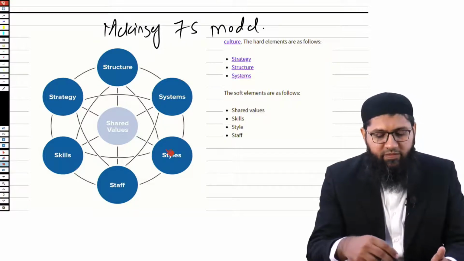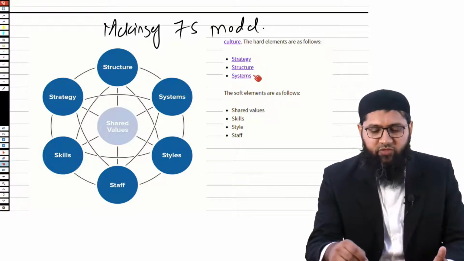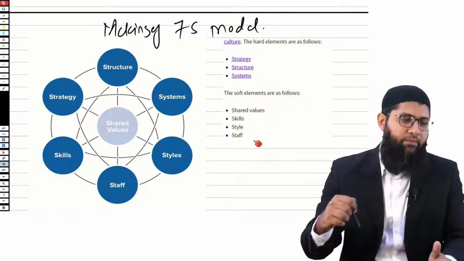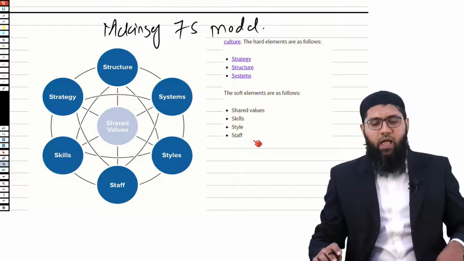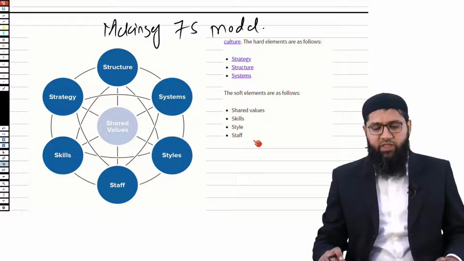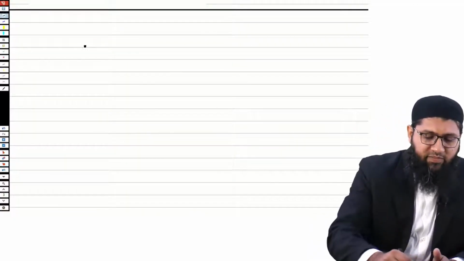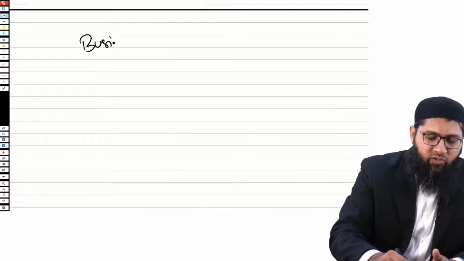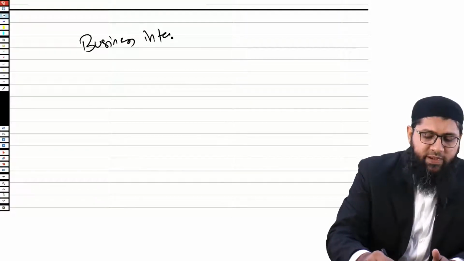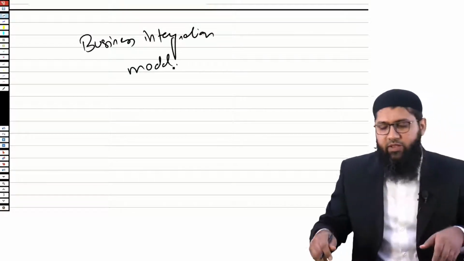In this specific diagram, you could see that there are 7 things which are discussed, which include strategy, structure, system, shared values, skills, style, and staff. Now, what exactly is this McKinsey 7S model? What is the objective, the idea of this model? Let me guide you. Basically, this McKinsey 7S model is a business integration model.